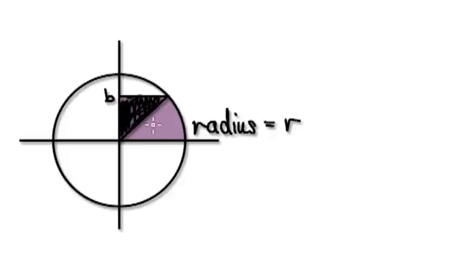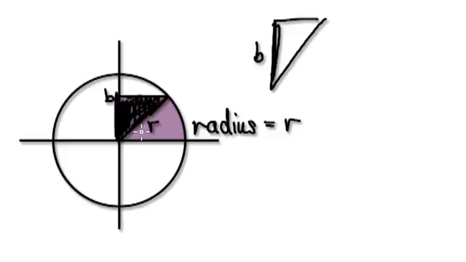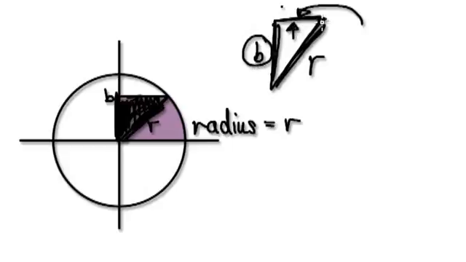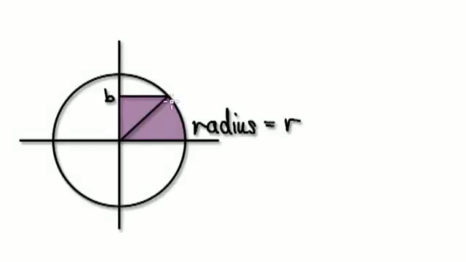So what we've got here is, well, don't forget the length is r. The height here is b, and the radius of the circle is r. So that means this is also r. Now we can use Pythagoras to work out this length here. Once we've worked out this length here, we can get b times this length and then divide by 2. That will then give us the area of this triangle here.